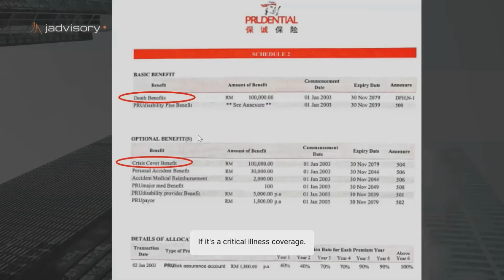If it's a critical illness coverage, a lot of companies will use different terms, but the moment you see the word crisis or critical, you can put that whole amount in under critical illness. Okay, maybe you want to listen first, then later you can look for it. I'll give you some time, no worries.